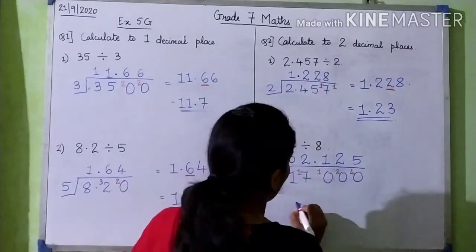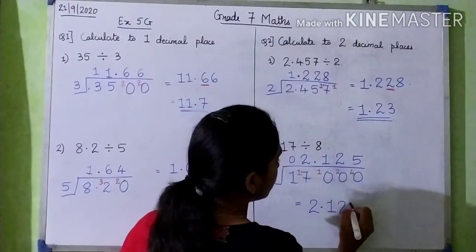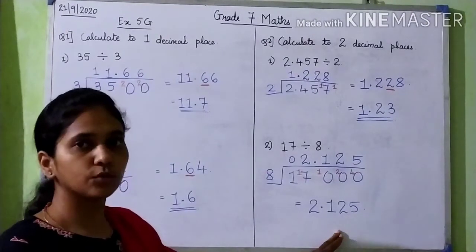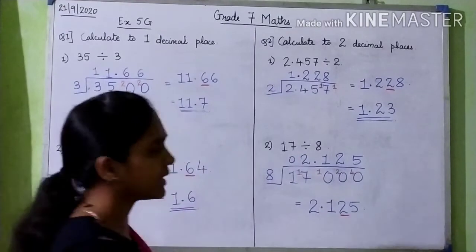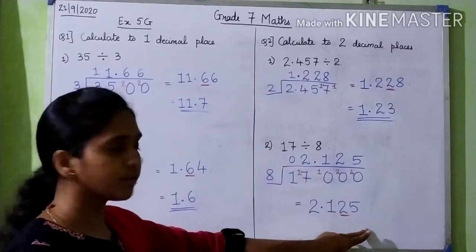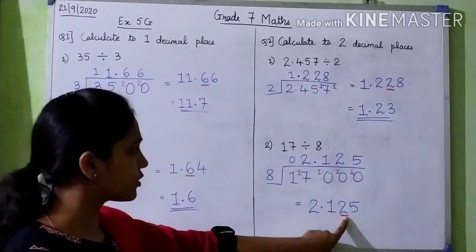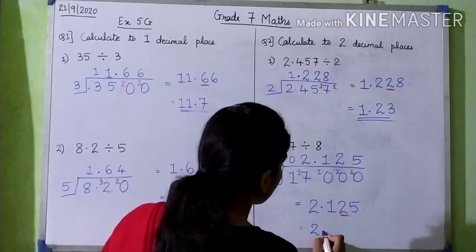So what have I got? The answer is 2.125. We have to now write it off to 2 decimal places only. So the number in the second decimal place is 2. Now we check the number after 2, which is 5. 5 is equal to 5, so we have to add 1 to this 2. So 2 plus 1 becomes 3 and the answer becomes 2.13.